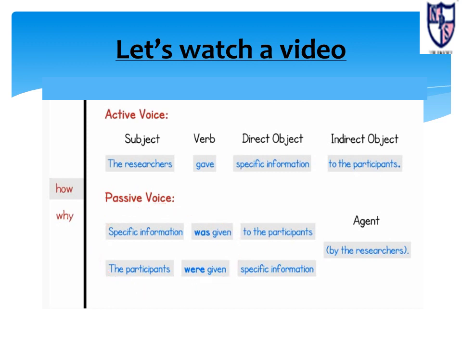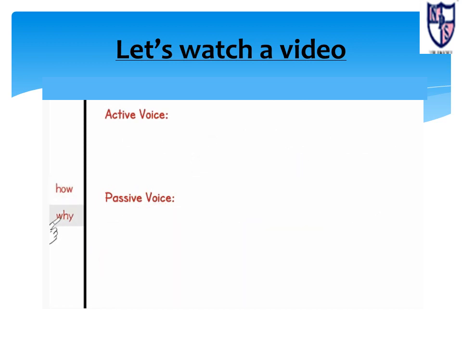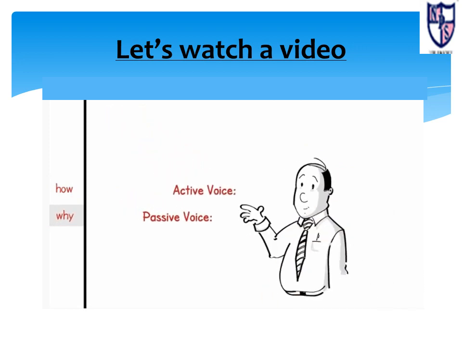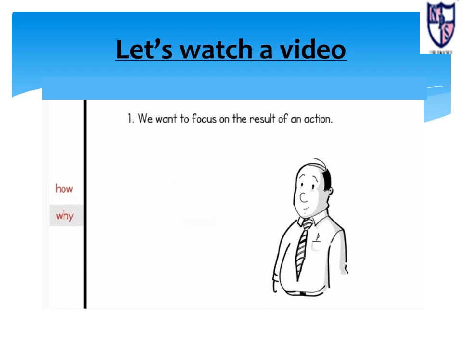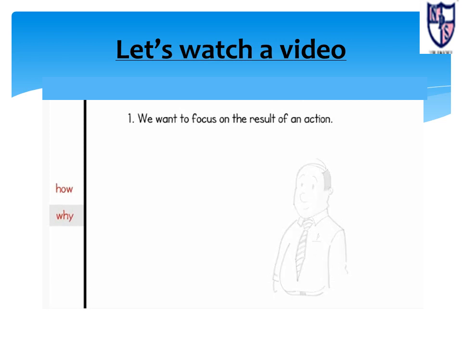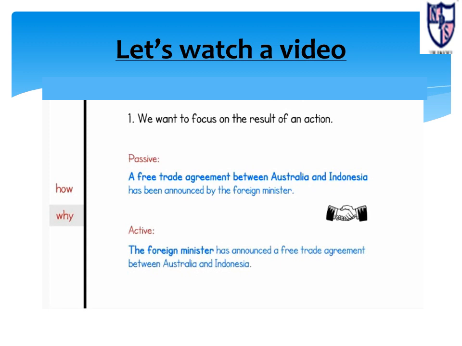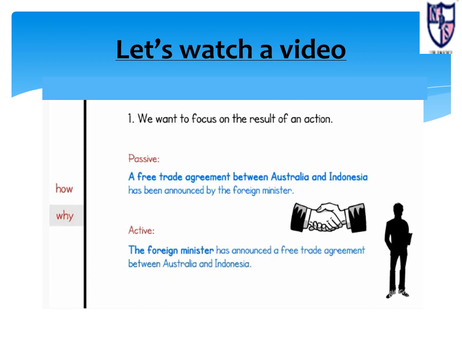Now that we know what the passive voice looks like, we need to consider when and why we would choose to use the passive voice instead of the active. First, it is better to use the passive voice when we want readers to focus on the result of an action rather than the person or thing that is doing it. For example, we might say, a free trade agreement between Australia and Indonesia has been announced by the Foreign Minister, rather than the Foreign Minister has announced a free trade agreement between Australia and Indonesia, because we're more interested in the free trade agreement than the Foreign Minister.